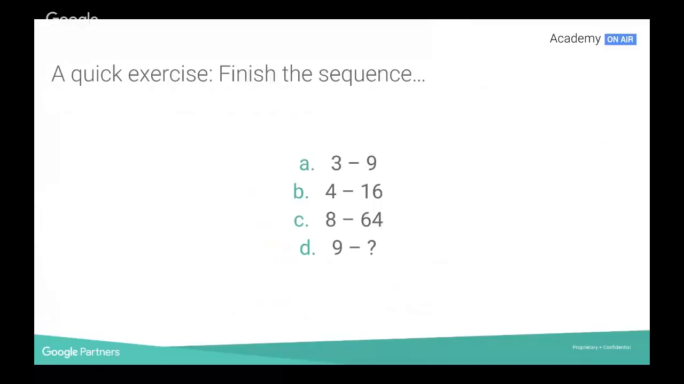All right, 3, 9, 4, 16, 8, 64. And you've probably guessed right here. The right number is 81. So what was that? What is the idea behind that? The idea is to detect a pattern. And what you've seen is that it's a square pattern.